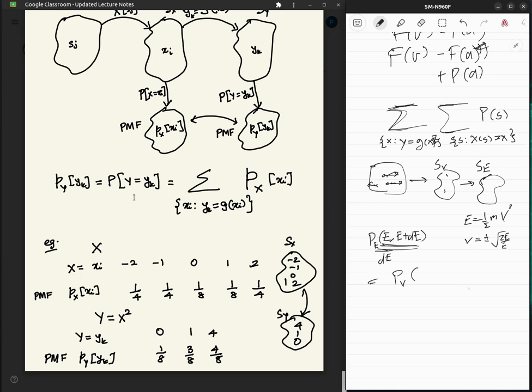One thing could be that v is lying in this range: negative square root of 2 times (e plus de) upon m, because that's a more negative value, up to the negative square root of 2 times e upon m, right? That's one range which is mapped.